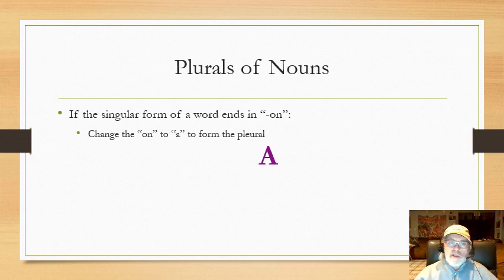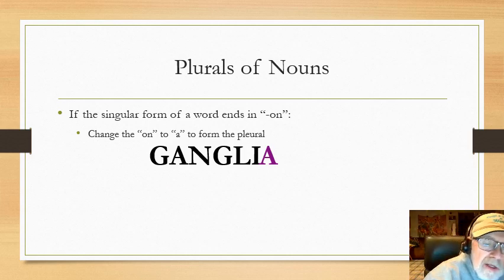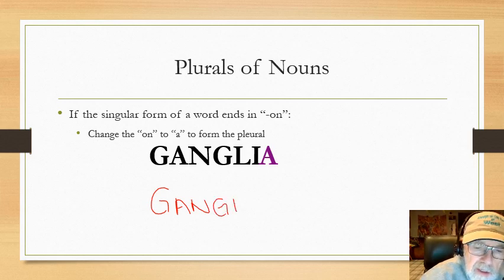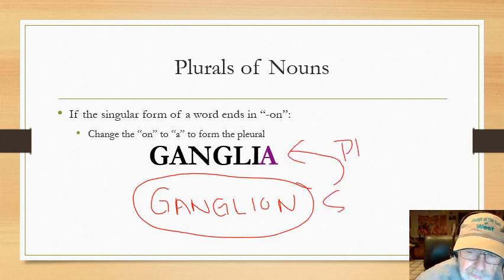If the singular form of a word ends in ON, change the ON to an A. Now this one got sort of messed up here. Let's look at this. Ganglia would be the plural. Ganglion, I-O-N, would be singular. So ganglion, let me write that down. Ganglion would be singular. Ganglia would be plural.